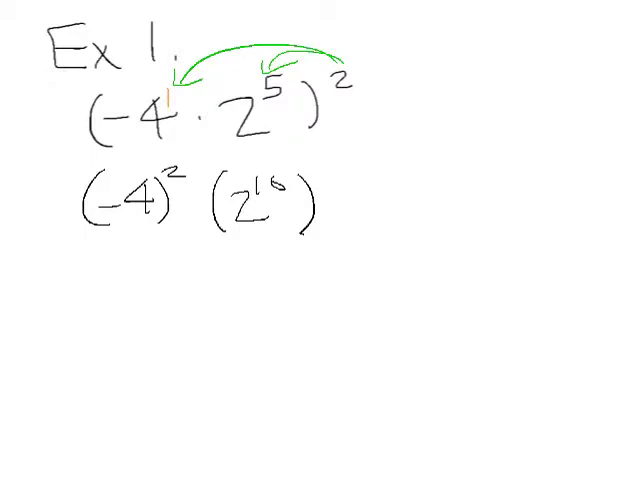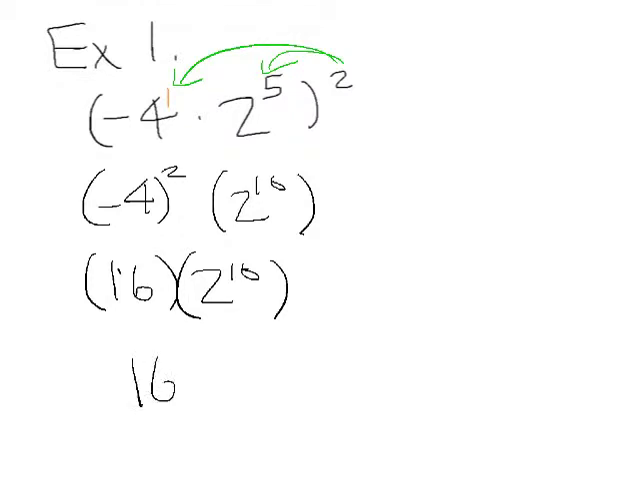And what that's going to end up being is -4 squared, that's -4 times -4, 16. And then 16 times 2 to the 10th, which is going to be some really large number. But you can punch all this into your calculator, and you're going to get 16,384. That's a really simple way to clean up a problem with your exponents. The power of a product is the rule that you're using on this one.